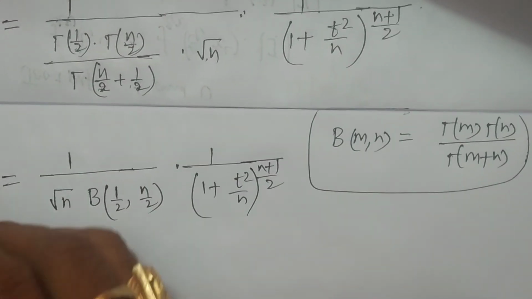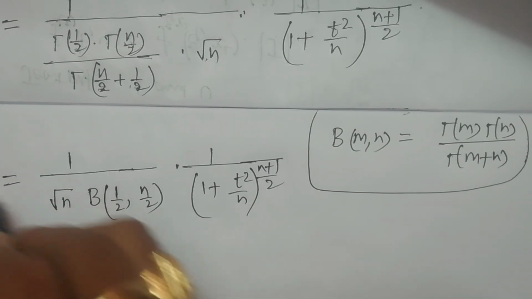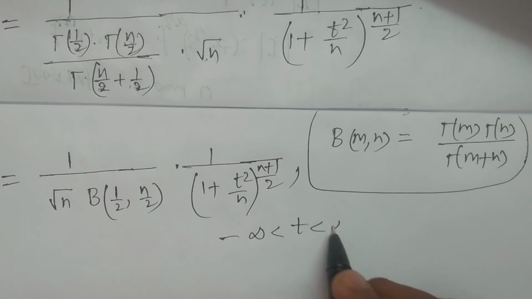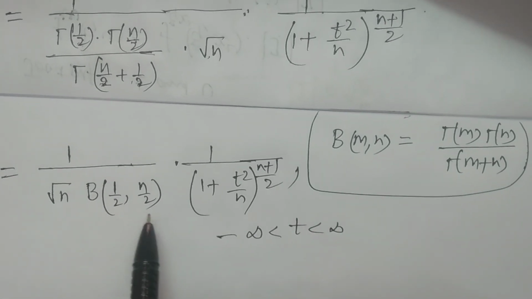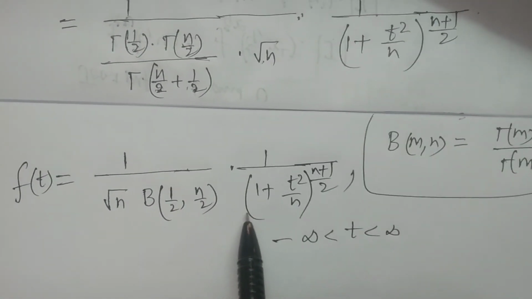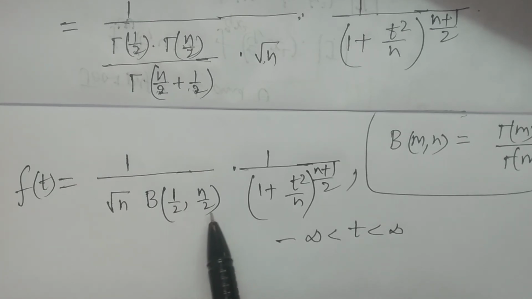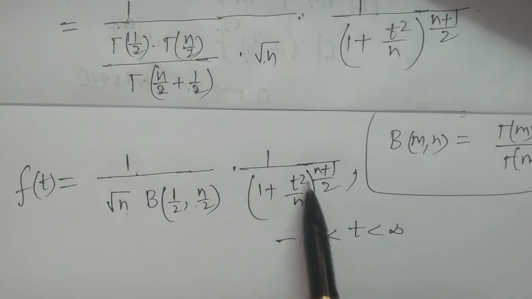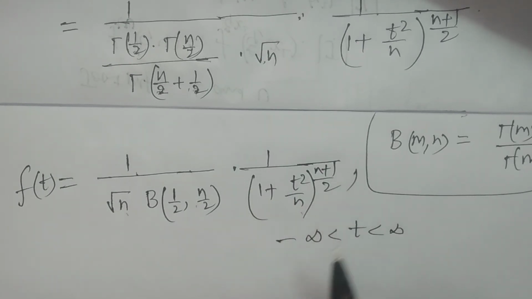Hope you understand. This is f of t, where the limits of t are minus infinity to infinity. This is the probability density function of the t distribution, Fisher's t distribution: 1 by root n beta (1/2, n/2), 1 by (1 + t²/n) whole power (n+1)/2, with t from minus infinity to infinity.